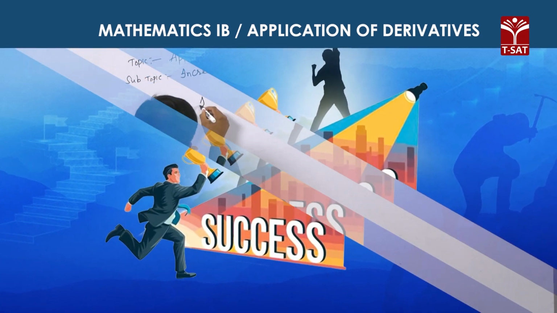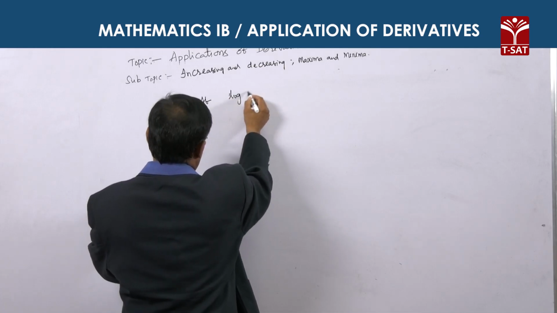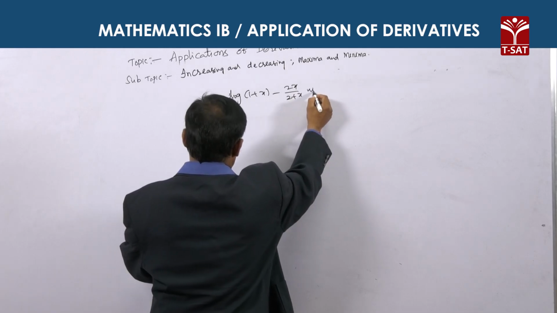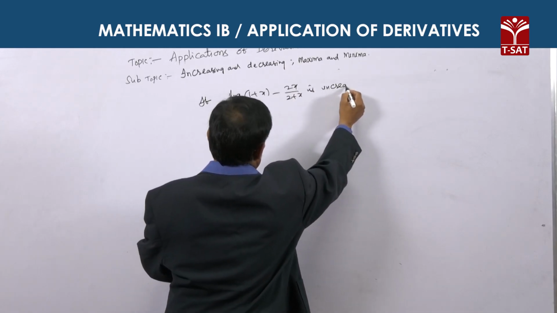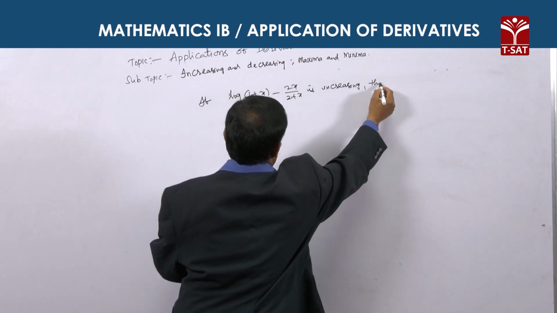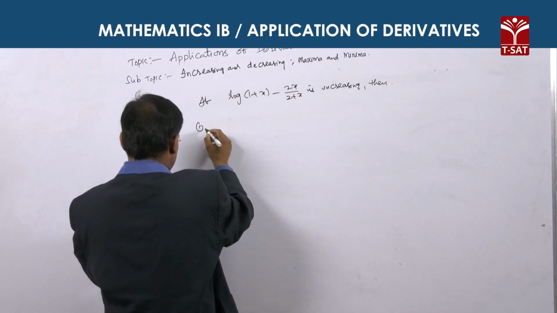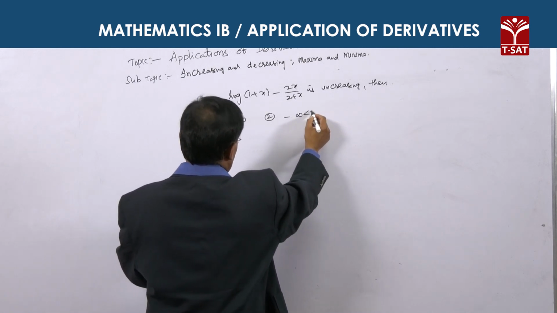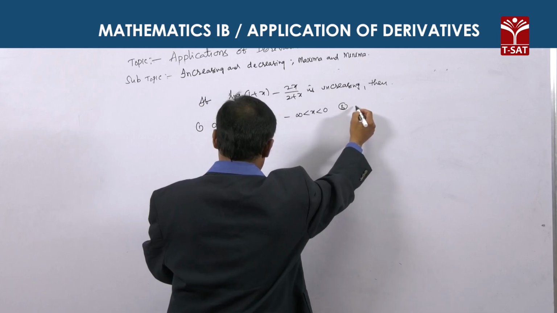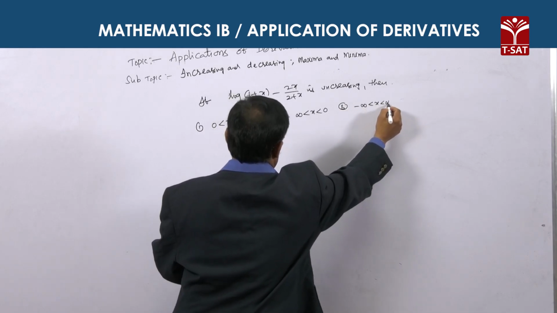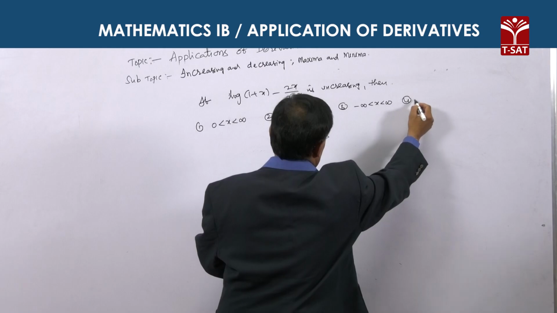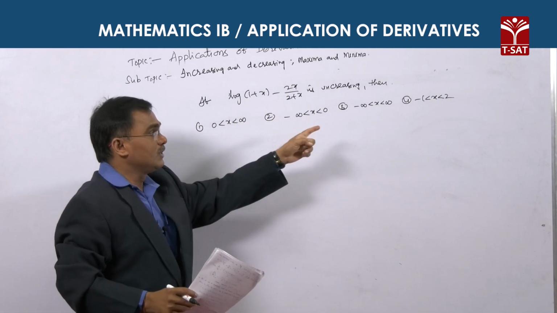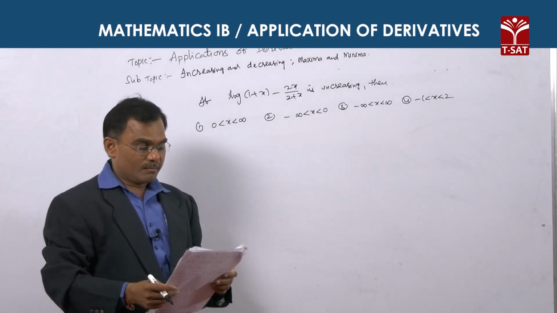Right. Next question: if log(1 + x) minus 2x by (2 + x) is increasing, then in which interval is it increasing? The first answer is 0 < x < infinity. The second answer is minus infinity < x < 0. The third answer is minus infinity < x < infinity. The fourth answer is minus 1 < x < 2. Right. So the given function is increasing in which interval? The interval is to be found.